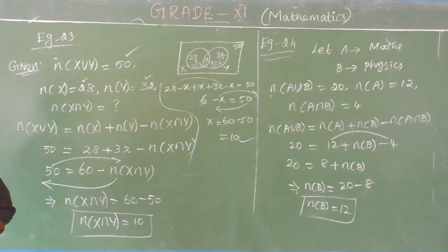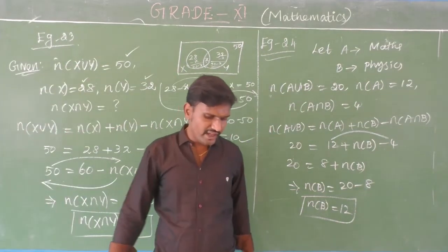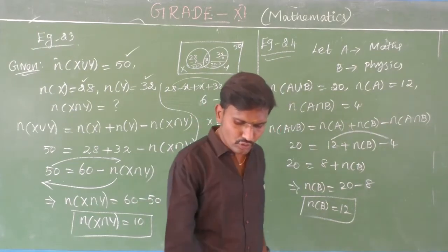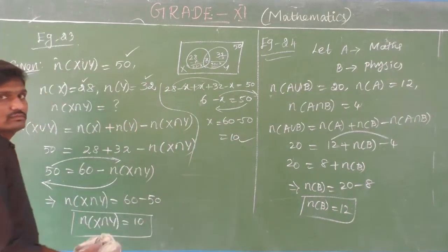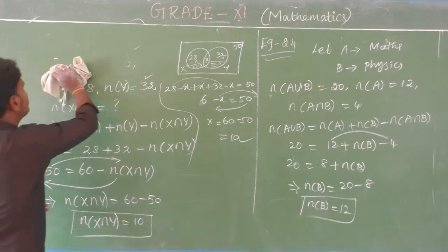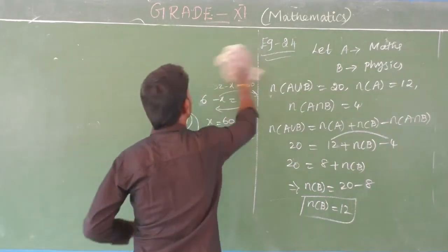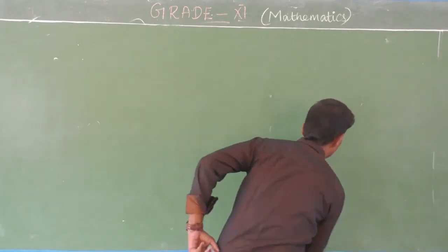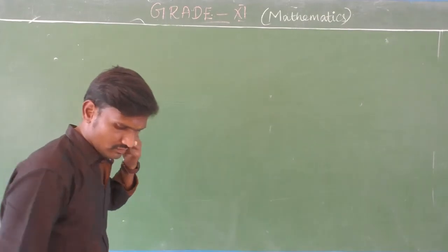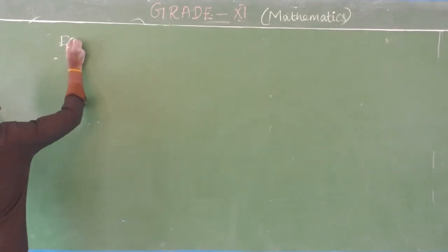Okay, have you got it, children? Yes. Next. So the next question, examples 25 and 26, also the same pattern. I give you 2 questions and the others you have to try for homework. Now 25 is simple, try yourself. Now moving to 26.